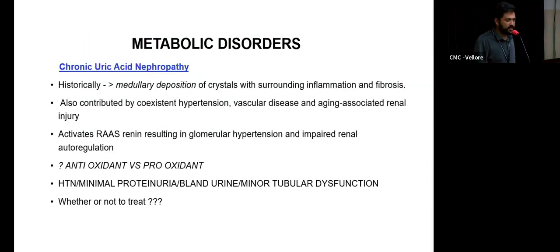So metabolic disorders is another huge chunk of chronic interstitial nephritis causes. So first would be chronic uric acid nephropathy. So in uric acid nephropathy, historically there is medullary deposition of crystals with surrounding inflammation and fibrosis. Can anyone tell the difference between urate nephropathy and uric acid nephropathy?